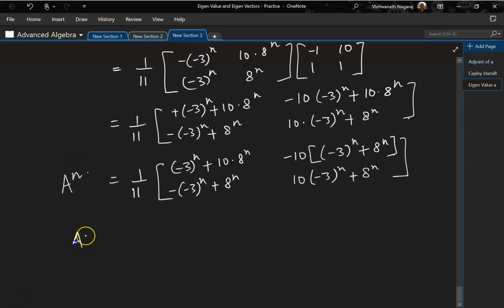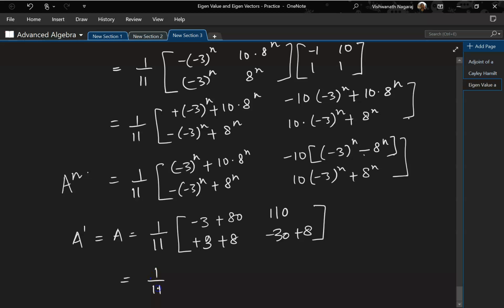Now let's verify whether what we have got is correct or not. A^1, that is A to the power of 1, is nothing but A, which should give us back the original matrix. So let's see, 1 by 11, minus 3 to the power of 1 is minus 3, plus 10 times 8 to the power of 1 is 80. Here, minus 3 to the power of 1 is minus 3. Remember, we have taken minus out, so this minus and this minus becomes plus. So minus 3 minus 8 is minus 11. Minus 11 times minus 10 is 110. This will be minus minus 3, so plus 3, plus 8. This is minus 30 plus 8.